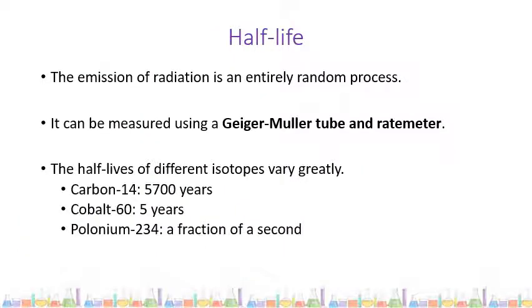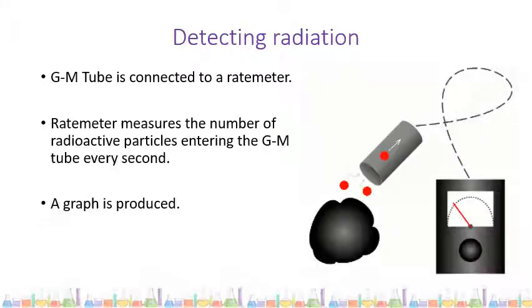So the emission of radiation is an entirely random process, and we can measure it using a Geiger-Müller tube and a rate meter. The half-lives of different isotopes vary greatly. Carbon-14 has a half-life of 5,700 years, cobalt-60, 5 years, and polonium is just a fraction of a second. So you can tell polonium there is much more radioactive, much more unstable than the others.